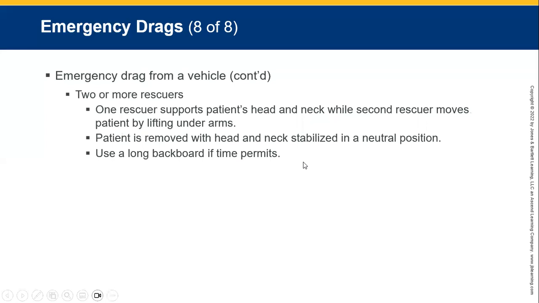All right, emergency drag from a vehicle, two or more rescuers. One rescuer supports the patient's head and neck while the second rescuer moves the patient by lifting under the arms. The patient is removed with the head and neck stabilized in a neutral position: nose, center of the sternum, and central pubic bone in alignment. Use longboards if time permits. Longboards, Kendrick extrication devices, and all those kinds of things work very well in removing a patient in a safe and stable way.